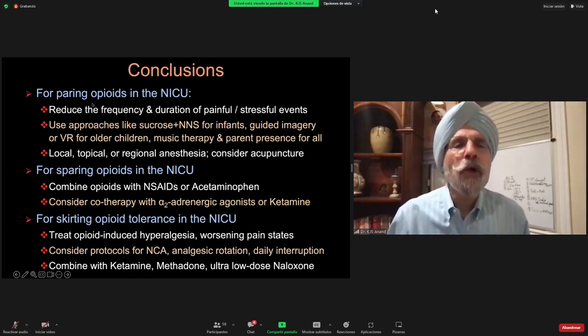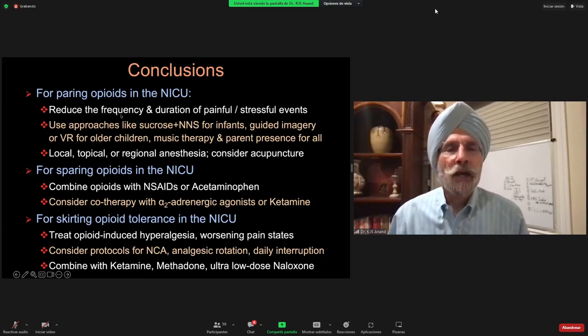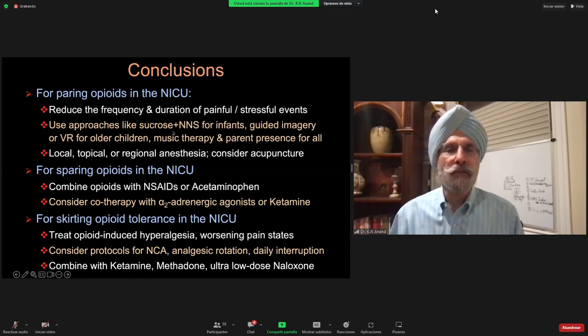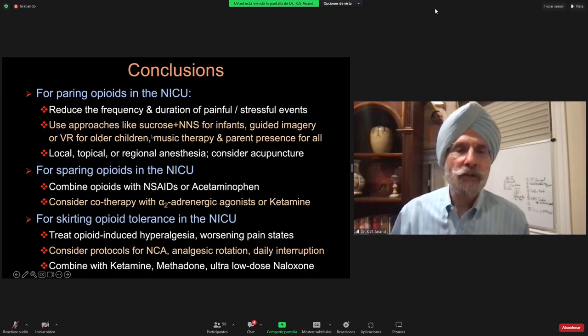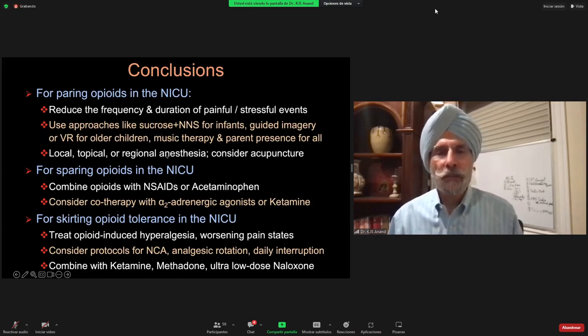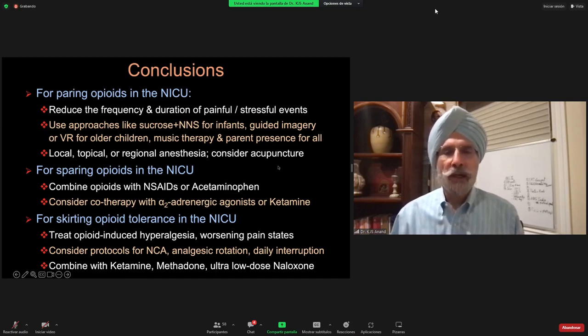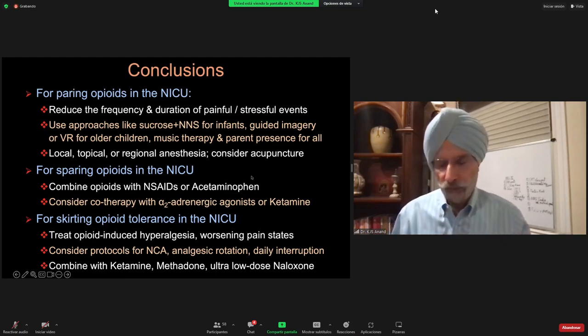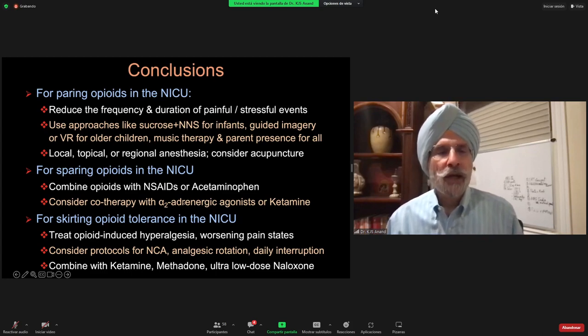For sparing opioids, I think the frequency and duration of painful or stressful events can be reduced. There are several approaches like non-nutritive sucking with sucrose, music therapy, and local topical regional anesthetics. Acupuncture is fairly effective, at least in our hands.